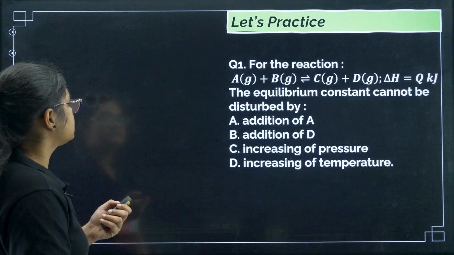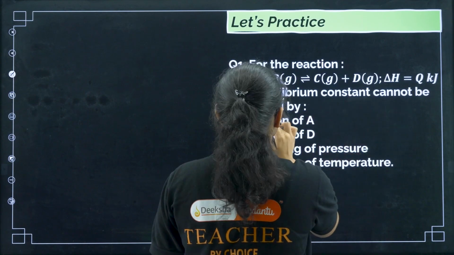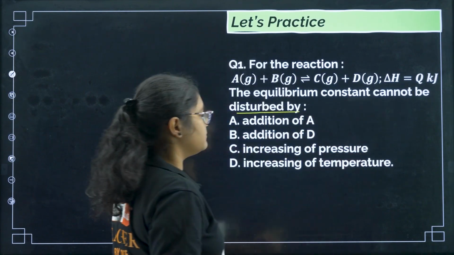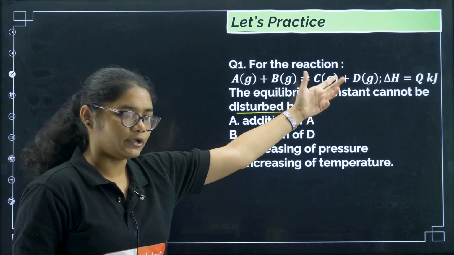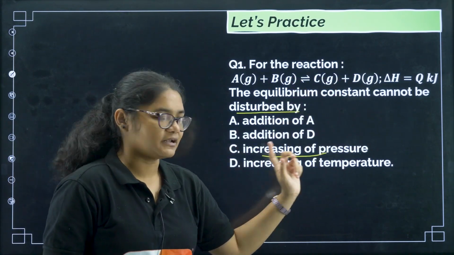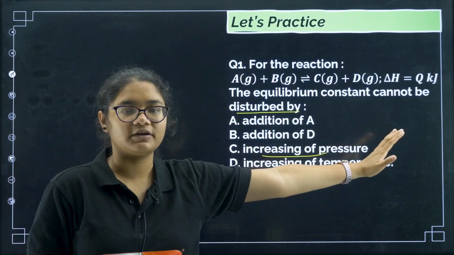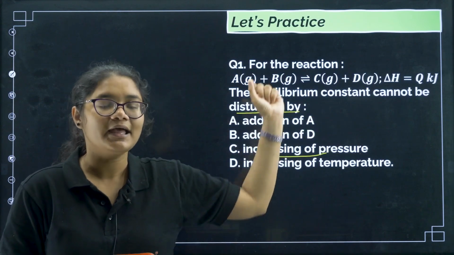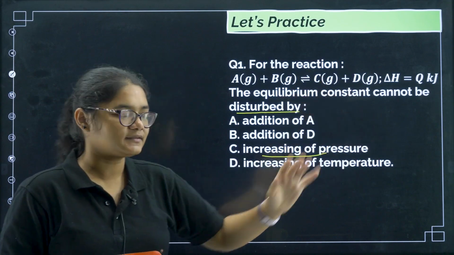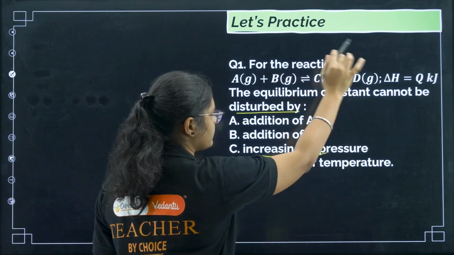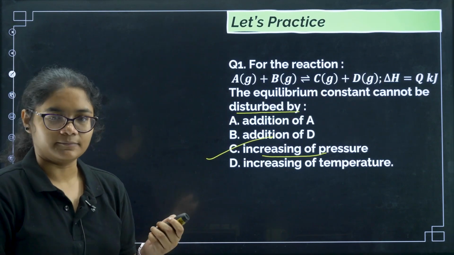Clear? Next, let us do some question here. For the reaction A plus B giving you C plus D, the equilibrium constant cannot be disturbed by. If you do addition of A, equilibrium will definitely be disturbed. Addition of D, equilibrium will be disturbed. Increasing of pressure: I told you pressure will have no effect if the number of moles on the reactant side and on the product side are equal, right? Here you see 2, here also you see 2. So that is why there will be no effect on the equilibrium if you are increasing the pressure. Option number C will be the correct answer here.